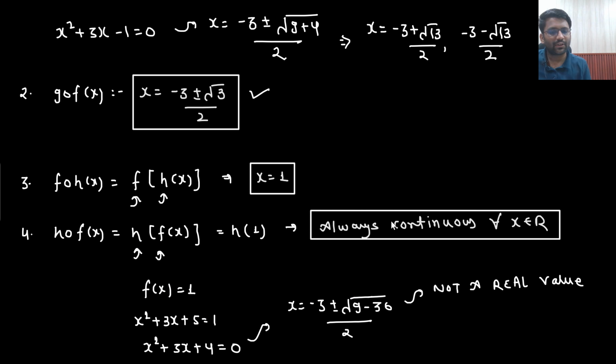In the examination, if "always continuous" is written, by default you need to consider that they are talking about the real values only. On the x-axis we will take the real values only, no? So for all the real values, this function will always be continuous.